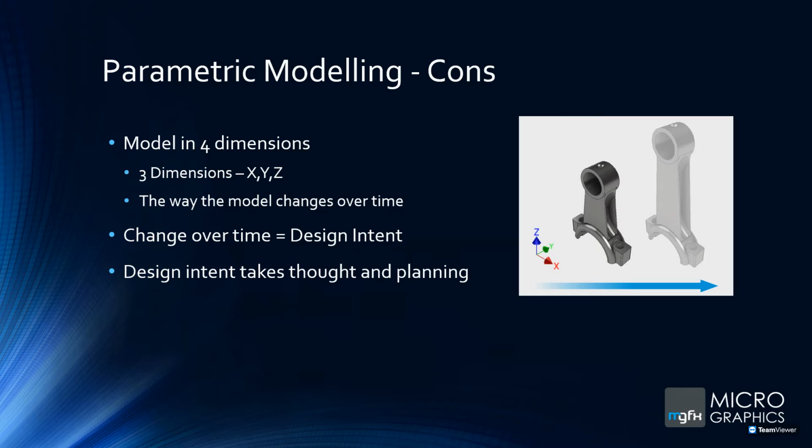If you had to work in AutoCAD 3D, you work in 3 dimensions, your X, Y, and Z. But if you take a look at parametric modeling, you're actually working in 4 dimensions. And that 4th dimension is your change over time. So how is this model going to change over time?